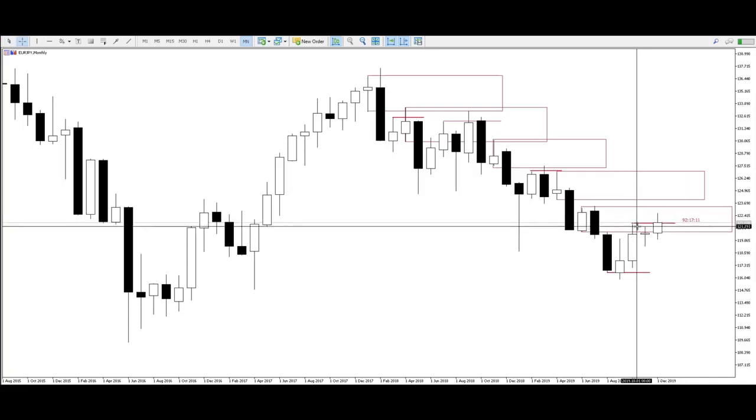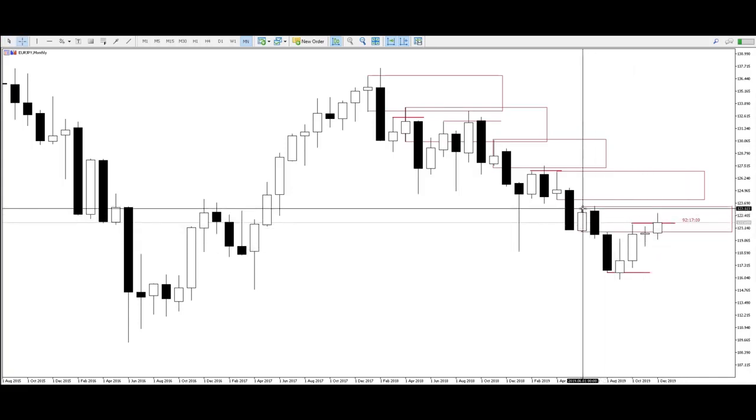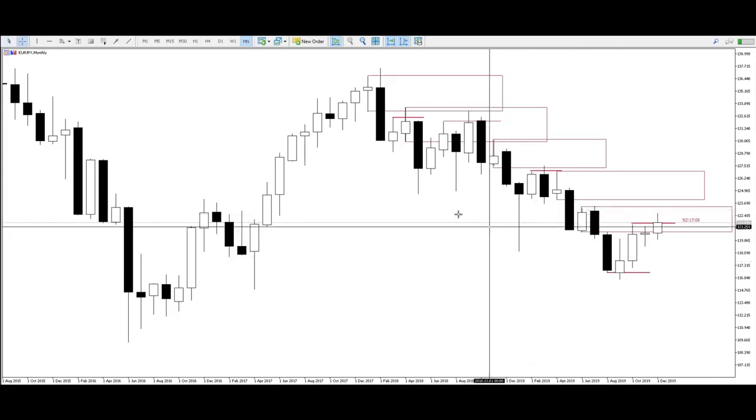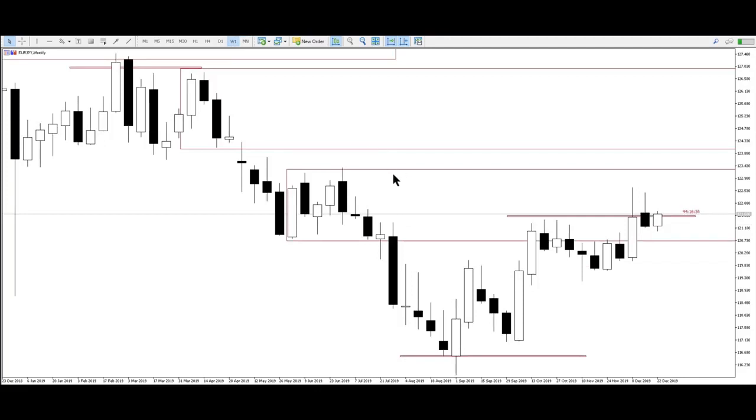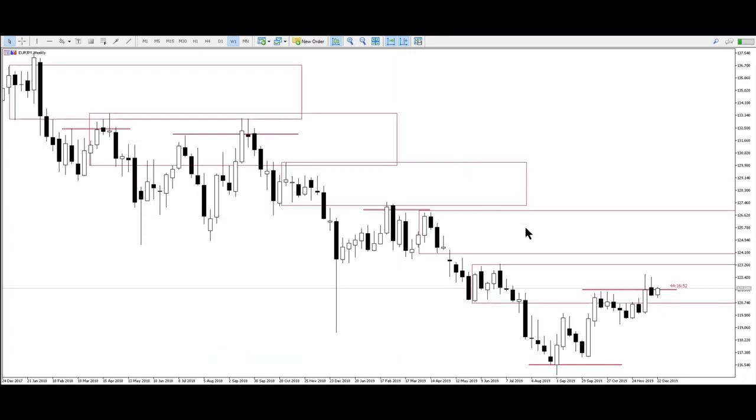If it closes a clean raid on October's high into this block that broke this low, next target would be this low, and then this low, this low. Okay, so let's work our way down. Let's go into the weekly next. Okay, and we don't really need all this again, so let's remove some of this.